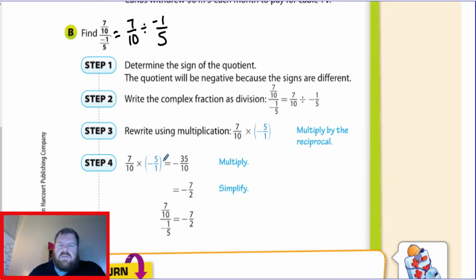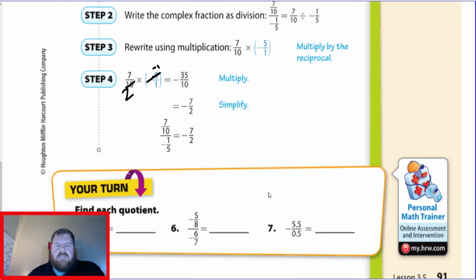So when we do that multiplication straight across, we can cross reduce if we want. I would say this is a 2, this is a 1, maybe a negative 1 to take care of that. 7 times negative 1 is negative 7. 2 times 1 is 2. There we go.